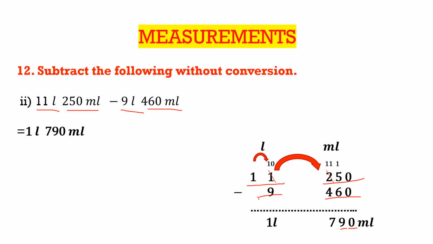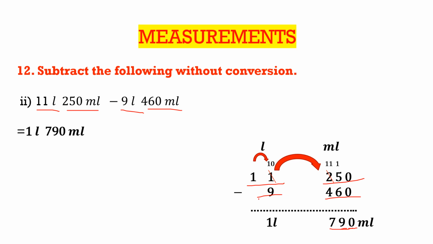We can't subtract 4 from 1. So we have to take the carryover from liter column. Take the 1 carryover. Now this 1 becomes 11. 11 minus 4 equal to 7. Write down 7. Now we get 790 ml.